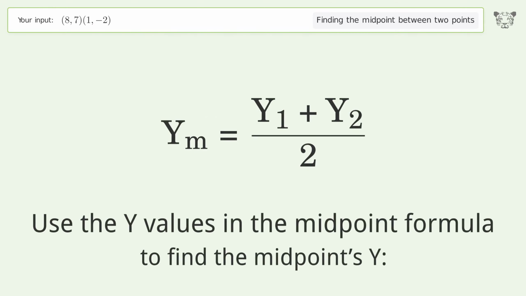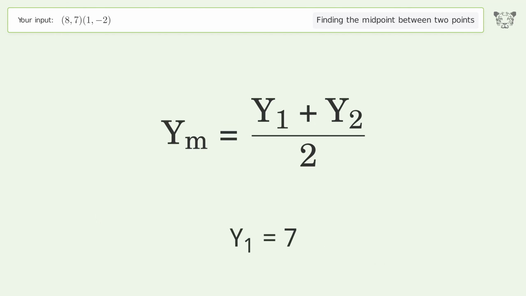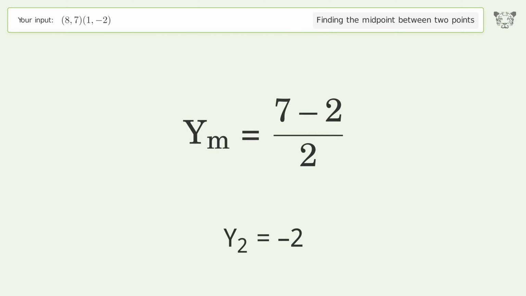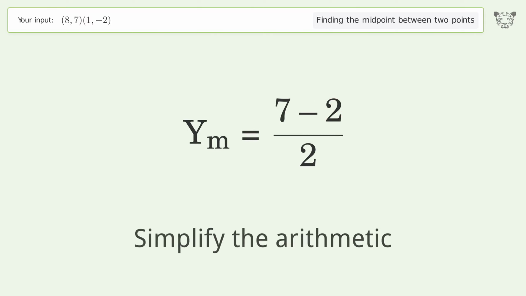Use the y values in the midpoint formula to find the midpoints y. y1 equals 7. y2 equals -2. Simplify the arithmetic.